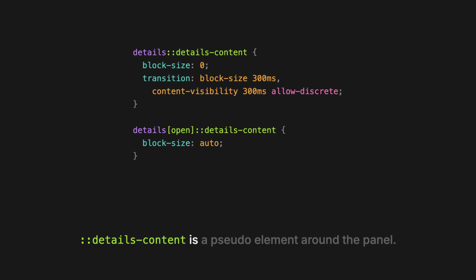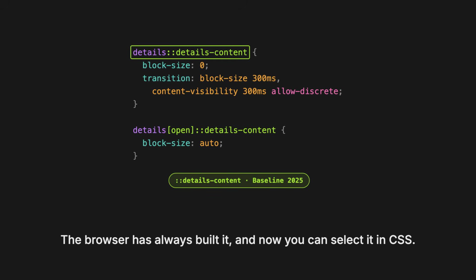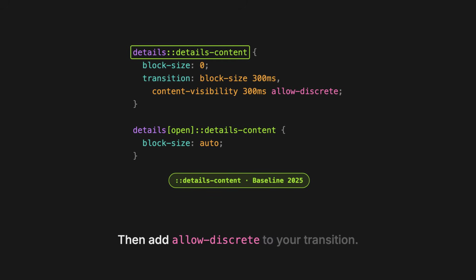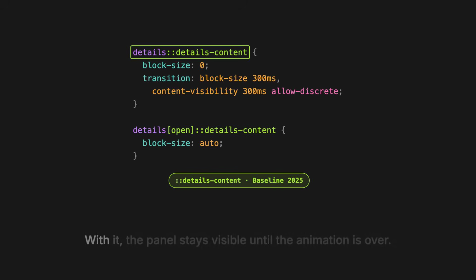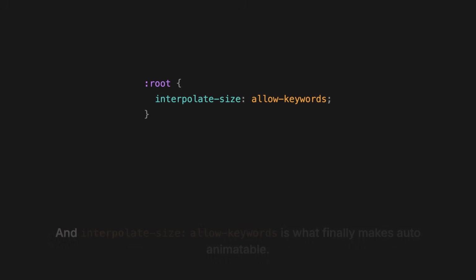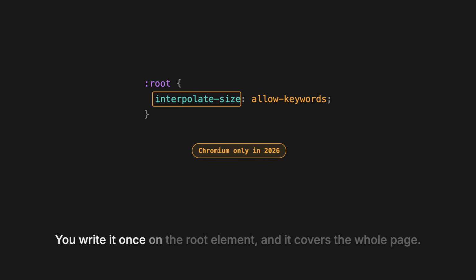::details-content is a pseudo-element around the panel. The browser has always built it, and now you can select it in CSS. Then, add allow-discrete to your transition. Without it, the panel is hidden the instant you close it and you see nothing. With it, the panel stays visible until the animation is over. And interpolate-size: allow-keywords is what finally makes auto animatable. You write it once on the root element and it covers the whole page.